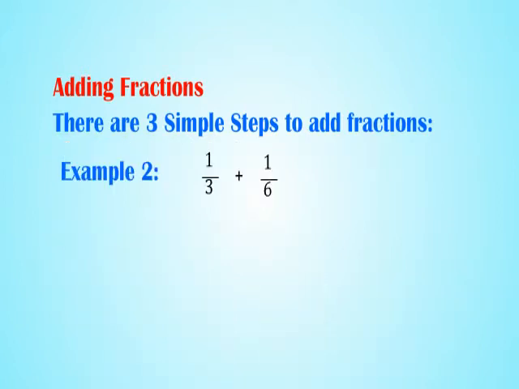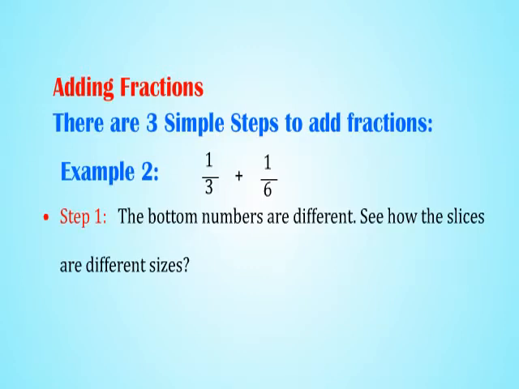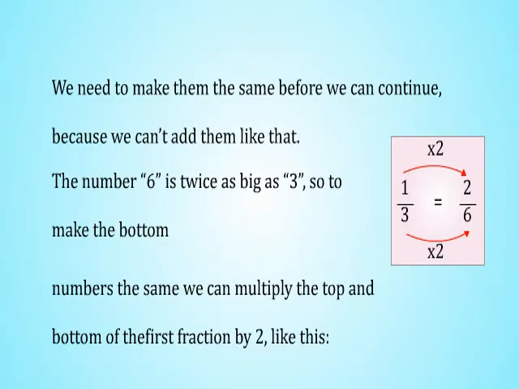Example 2. 1 by 3 plus 1 by 6. Step 1. The bottom numbers are different. See how the slices are of different sizes. 1 by 3 plus 1 by 6 is equal to. We need to make them the same before we can continue because we can't add them like that.